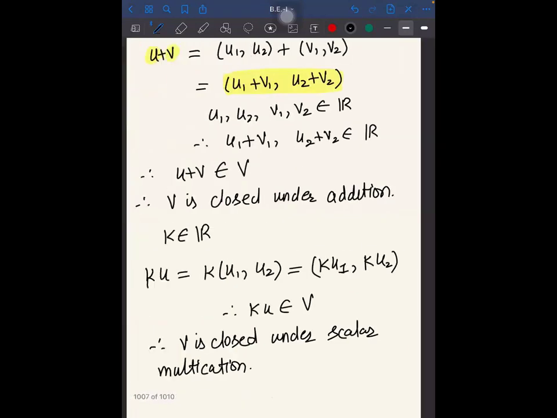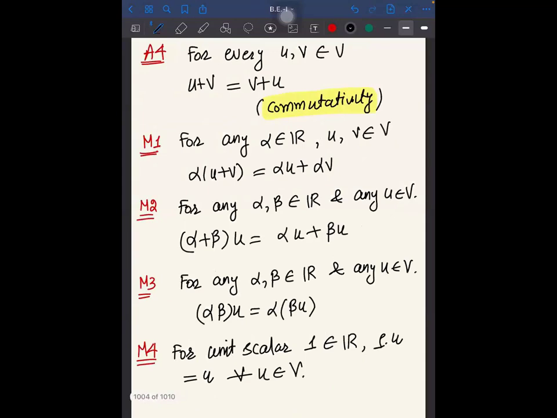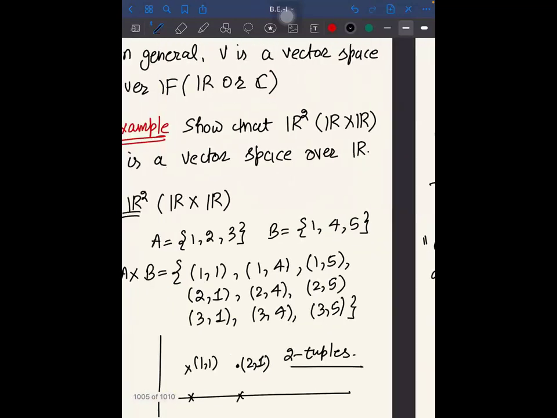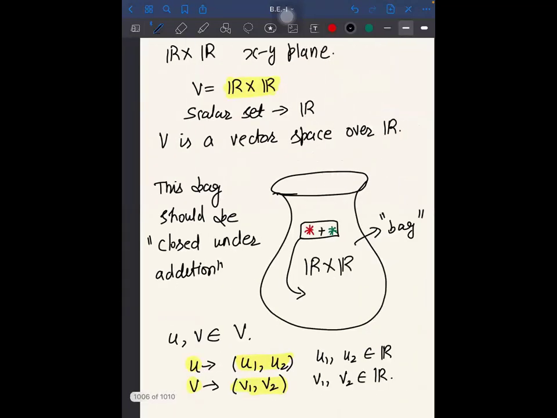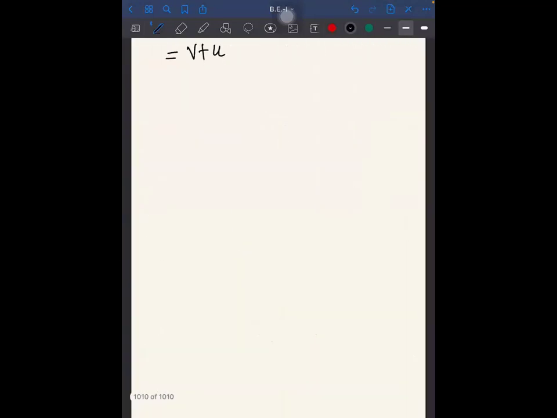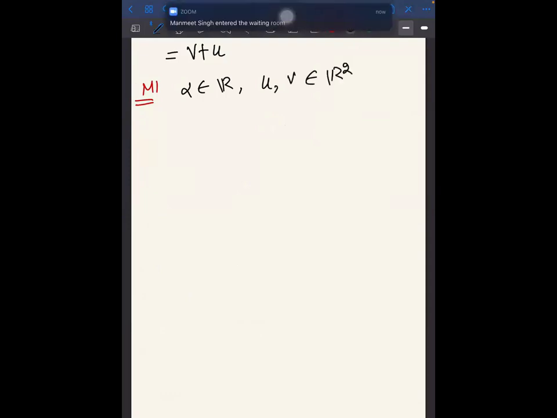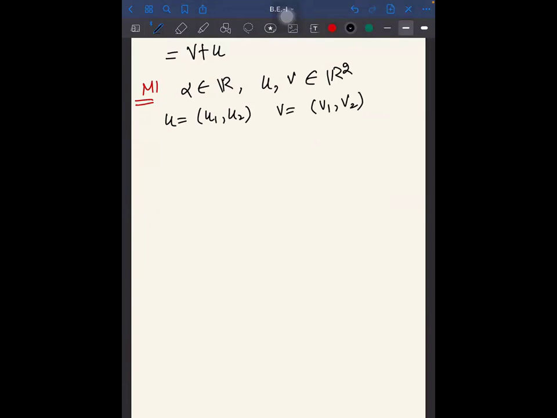Yes, sir. Now, come back to this property, M1. What is that M1? Scalar multiplication. If we multiply alpha by u plus v, it should give you alpha u plus alpha v. So let's try to prove it. So let your alpha belong to R and your u and v belong to R2. So your u is u1, u2 and your v is v1, v2. Now try to solve both sides.